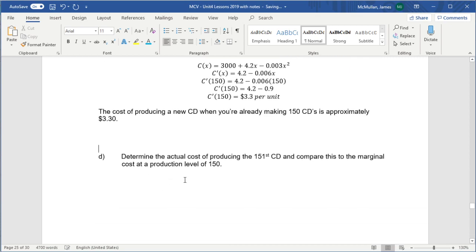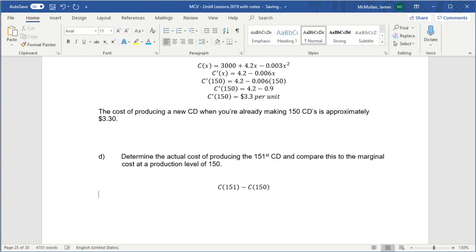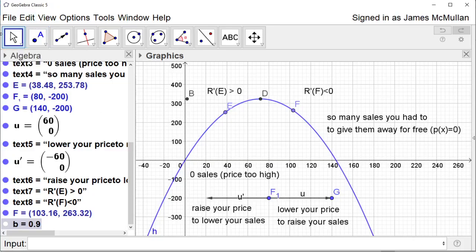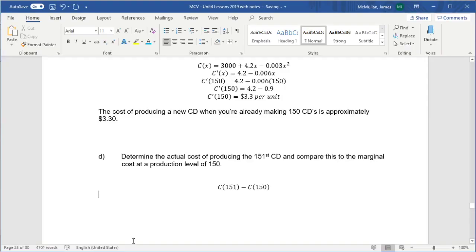Now, here it's asking how much does the actual CD cost? And we're going to compare this to the marginal cost. So, what we're going to do here is we're going to go C of 151 minus C of 150. So here we're not taking any derivatives. We're just actually analyzing the cost of that actual CD. So let's just write the thing out again. 3,000 plus 4.2x minus 0.003x squared was our cost function.